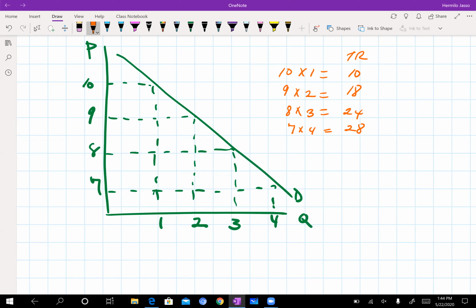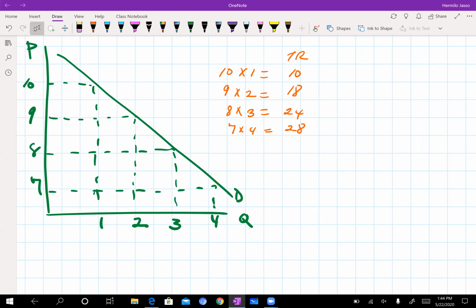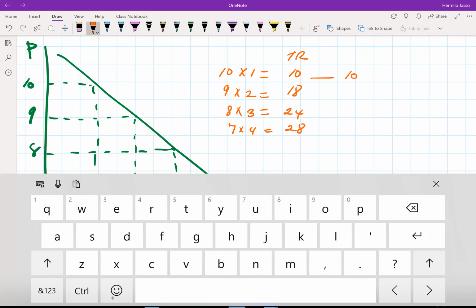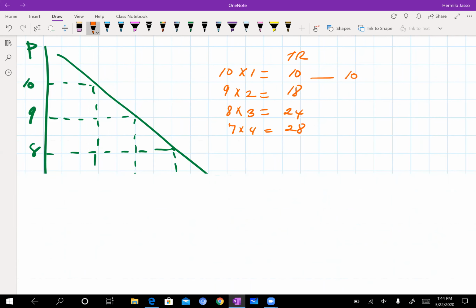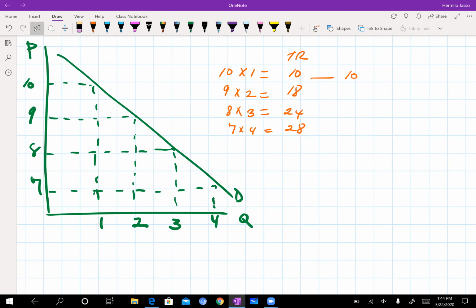But look what happened to the marginal revenue. When they were selling only 1 unit at a price of 10, they were making $10. But what happened when they decided to lower the price by $1? Now they're selling 2 units for 18. So as you can see, the marginal revenue of the second unit went up by $8. In other words, they got $8 more by selling the product at $9. When they lower the price to 8, look what happened to the revenue. It increased to 24. So now they're getting $6 more, and then they are getting $4 more.